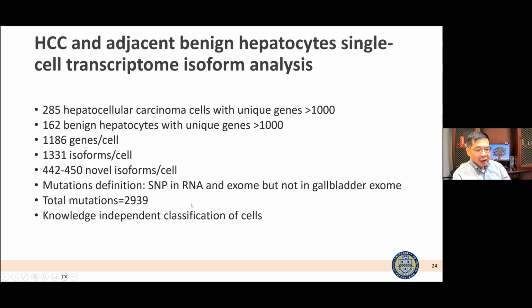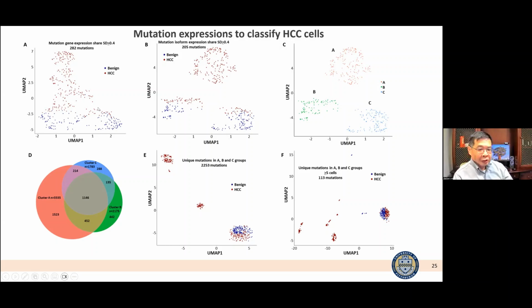Then we do a so-called knowledge-independent classification of cells. We took those 3,000 mutations and looked for those present across the board in both benign and cancer cells, and eliminated them first. We required a standard deviation of at least 0.4. This produced somewhat of a segregation of normal, meaning benign, liver cells and cancer cells at the gene level, but it's not good. You can see that it's basically contiguous.